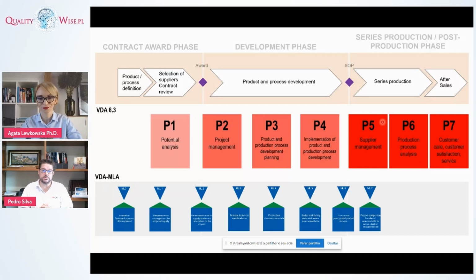Yes, P1 is maybe not that well known by the manufacturing plants, because this is at the early stage when the new potential supplier is selected and, in fact, nominated. So in a manufacturing plant, we might be more acquainted with the P2 to P7 steps. Yeah. However, it is also very important to be aware that the aim of P1 is just to select a new supplier.